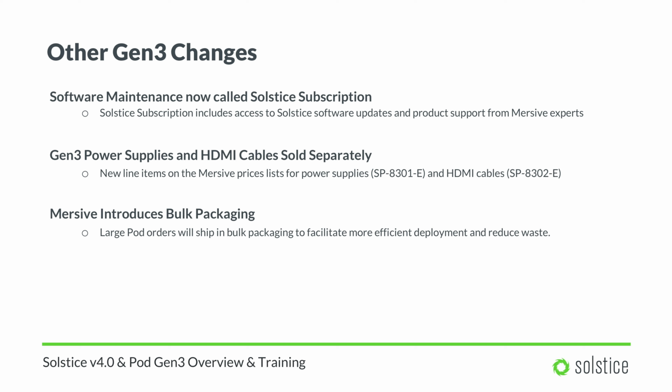We decided with the Gen 3 power supply not being necessary because of PoE, we are now going to sell those cables separately. So there are line items, of course, on our price list for the power supply and the HDMI cable if you want to continue to receive them. And then my favorite, it sounds funny because I focus so heavily on technology and futurism and things like that, but I love the idea that we have now gone to bulk packaging. What does that mean?